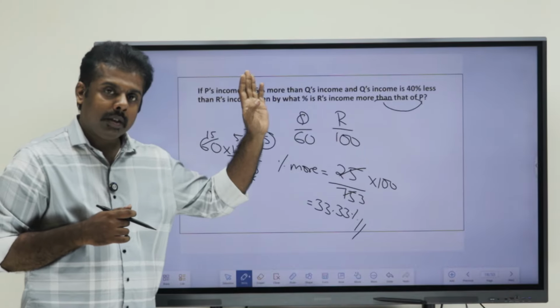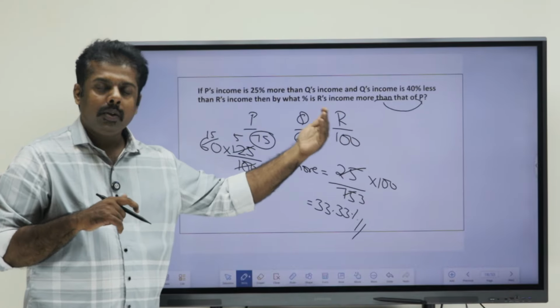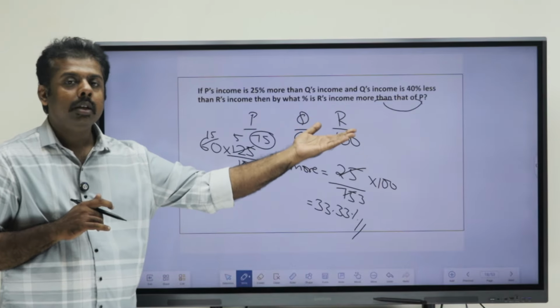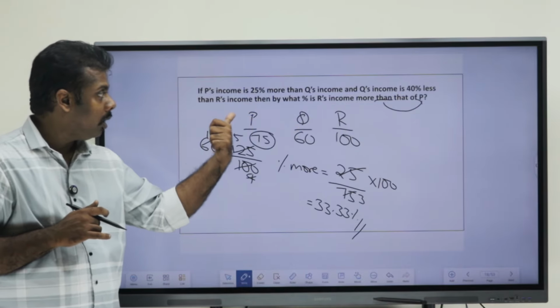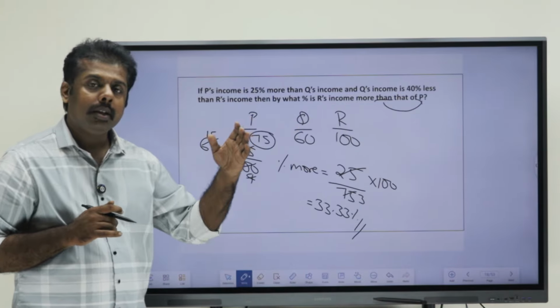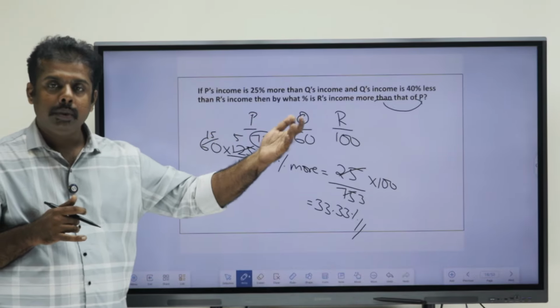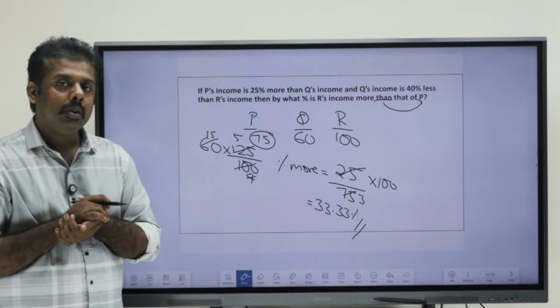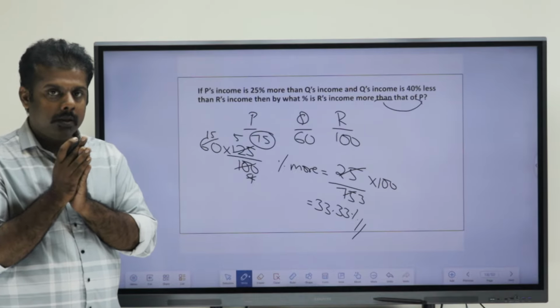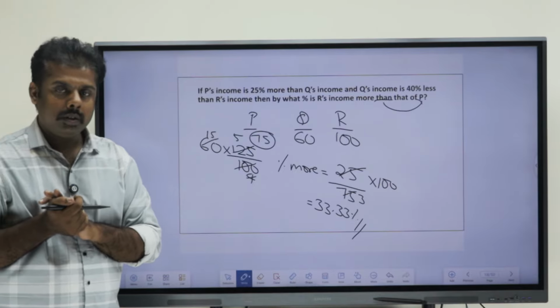So, in this case the main concept is to start from the last part. Here they have told R's income in the last position, so try to start from the back; that will make the calculation a bit easier. I hope that you got this concept as well. Now, I think we can move to the next part.